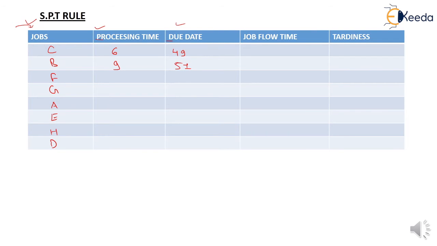So F is 10 and 65. Here G is 12, 58. For A is 13 and 42 is your due date. E is 14 and 91 due date. H 15 and 72 is due date. D is 19 and 82 is your due date.